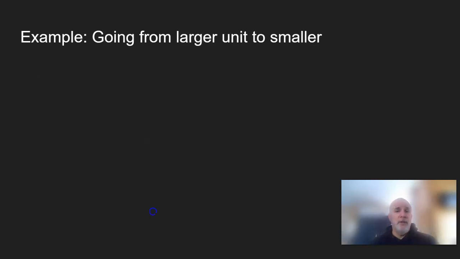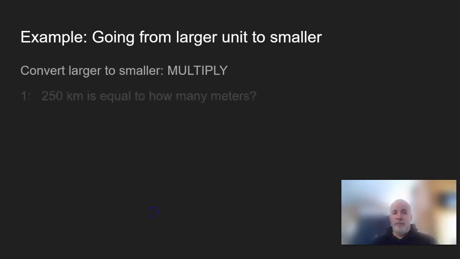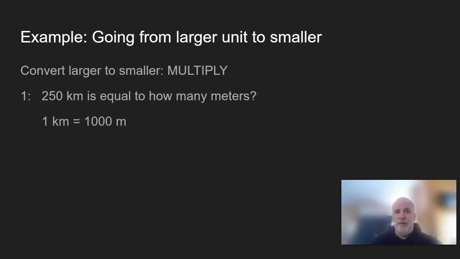If we go from a larger unit to smaller, we have to multiply. So 250 kilometers is how many meters? Well, kilometers is the larger unit. Meters is a smaller unit, so we would multiply. So what do we multiply by? Well, each kilometer is 1,000 meters, so 250 times 1,000 would be 250,000 meters. So when we go from the larger unit to the smaller, we have to multiply.